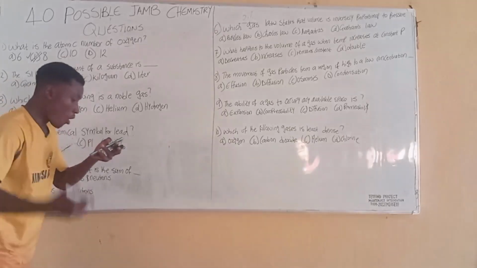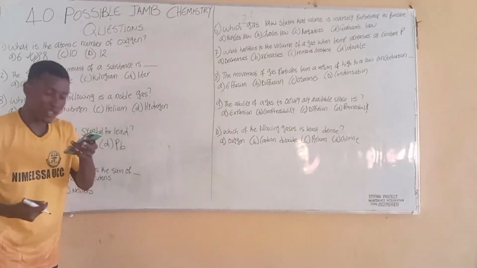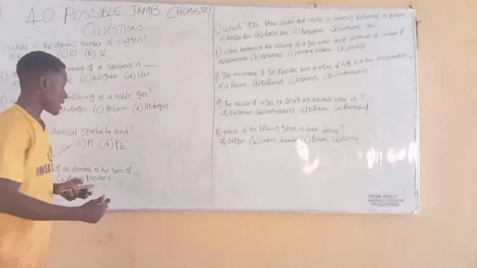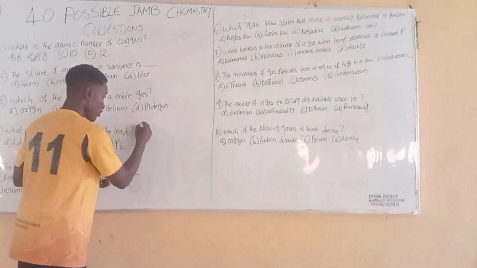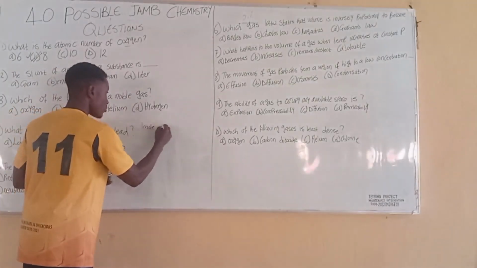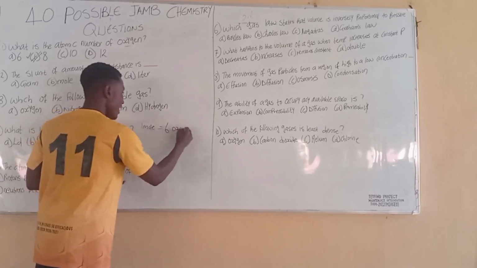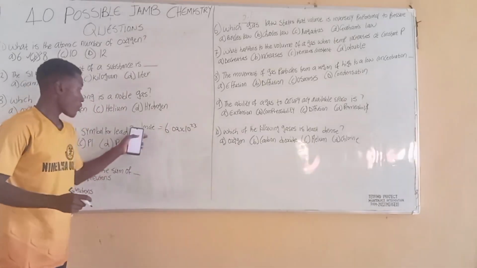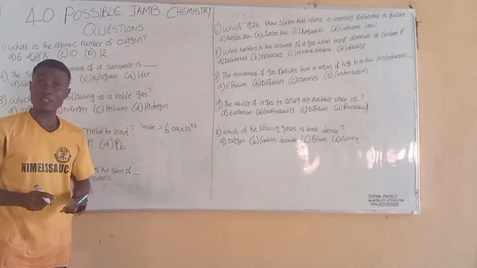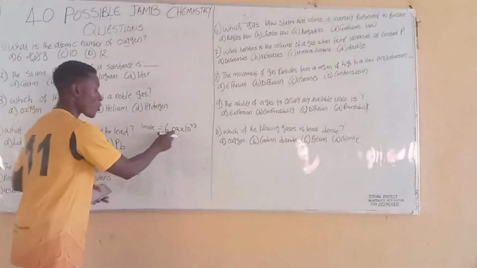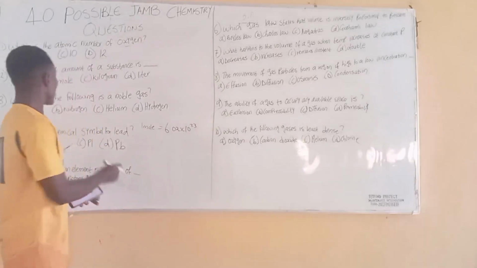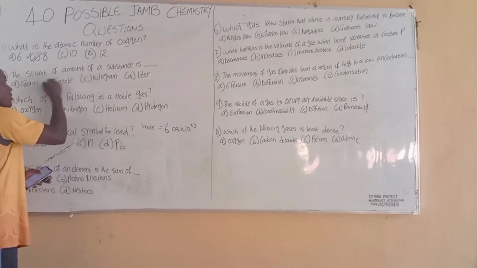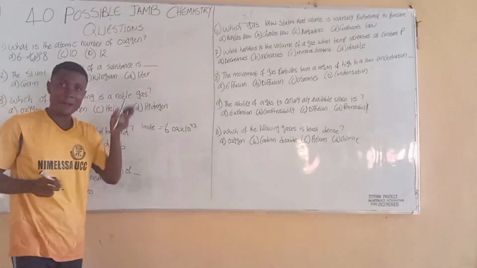The mole is a standard unit for measuring the amount of a substance in chemistry. 1 mole of a substance contains 6.02 times 10 raised to the power of 23. Yes, 1 mole of a substance equals 6.02 times 10 raised to the power of 23, and this is simply the Avogadro's constant. So the answer here is B, and not kilogram and liter.